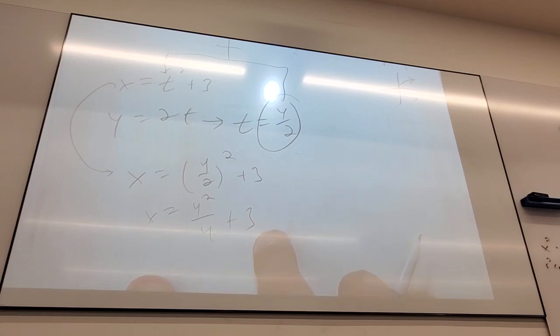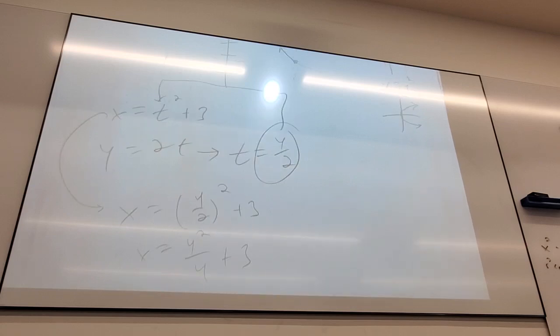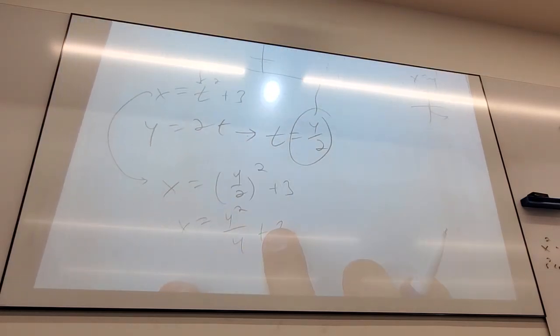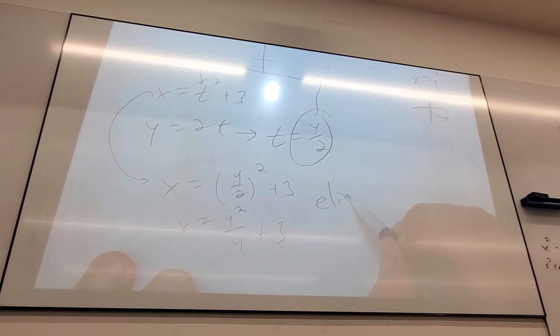So that makes sense. There are two things I'm going to ask you to do with parametric equations. I'm going to ask you to graph them. I'm going to ask you to kill the T. It's actually called eliminate the parameter. Exterminate.